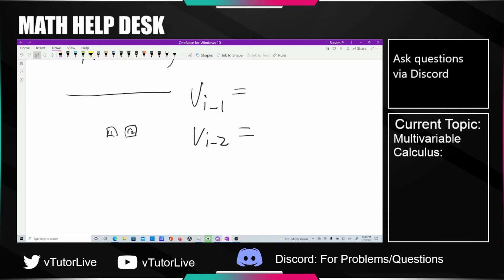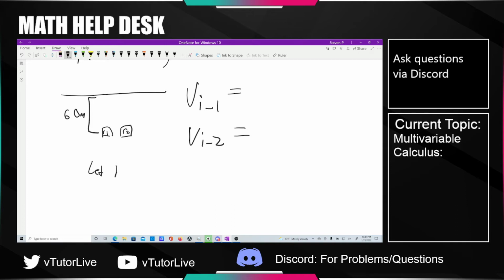Two stones thrown vertically. Okay, so the bridge is 60 meters from the water, so 60 meters. So we know the change in x. The second stone is thrown a second after the first stone. Okay, so let t be the amount of time for R1 to hit the water.